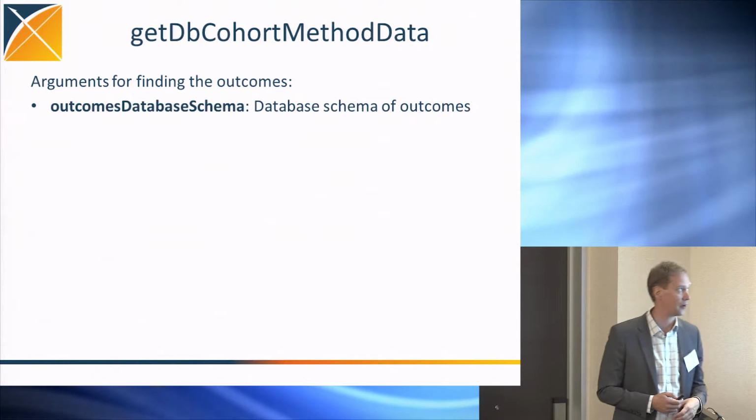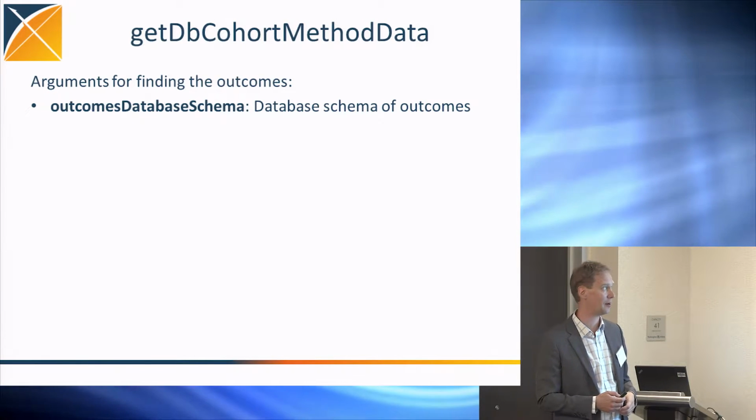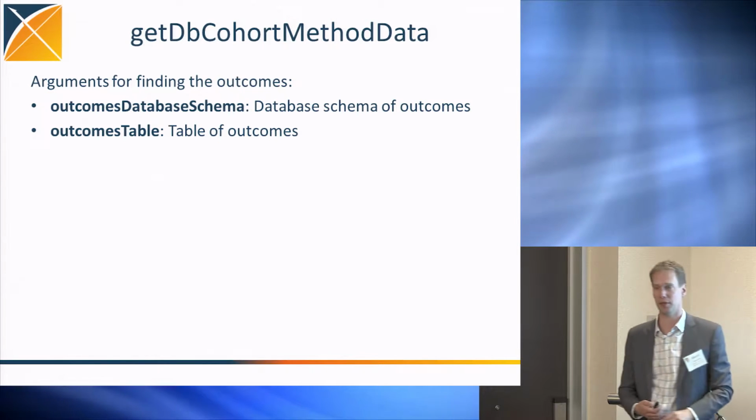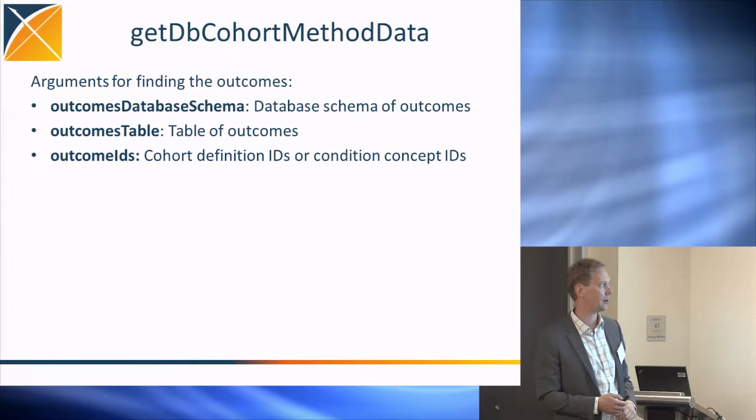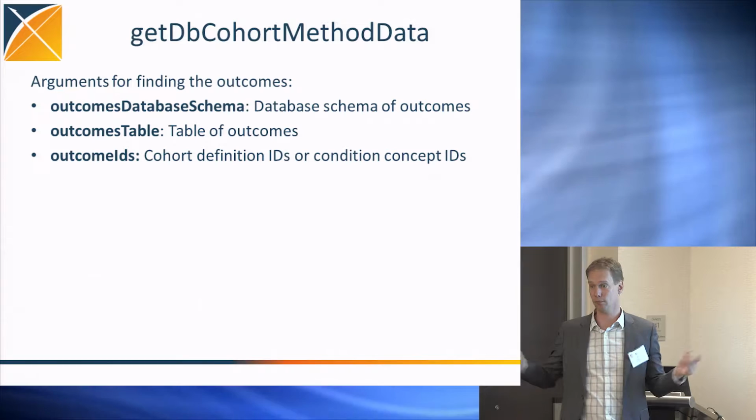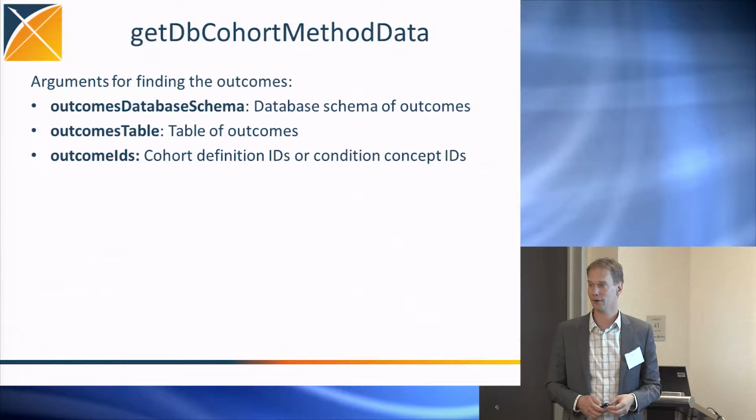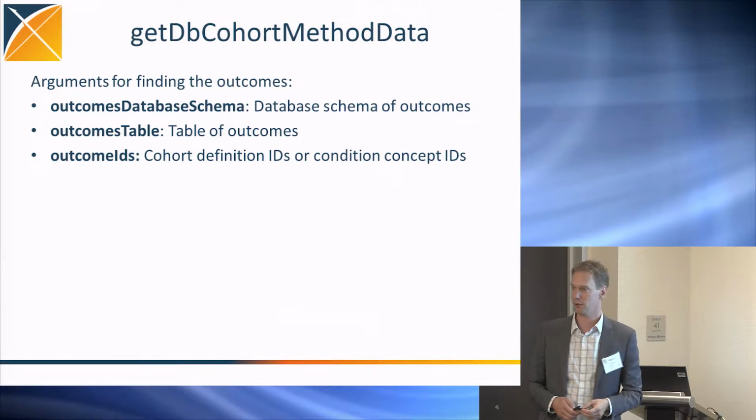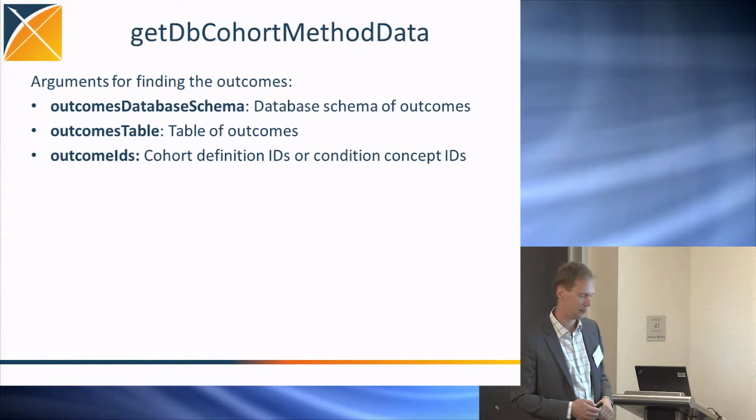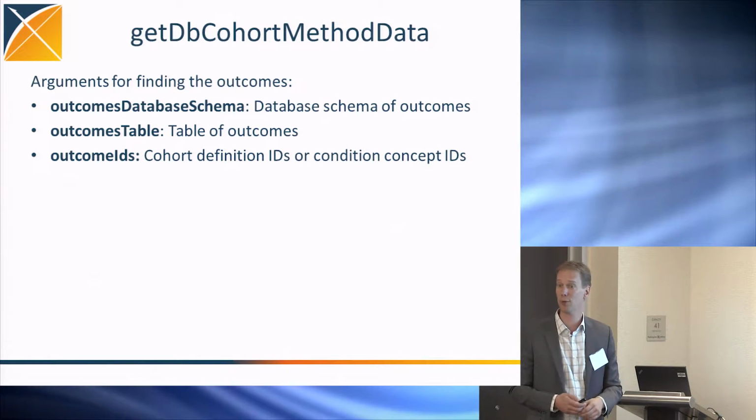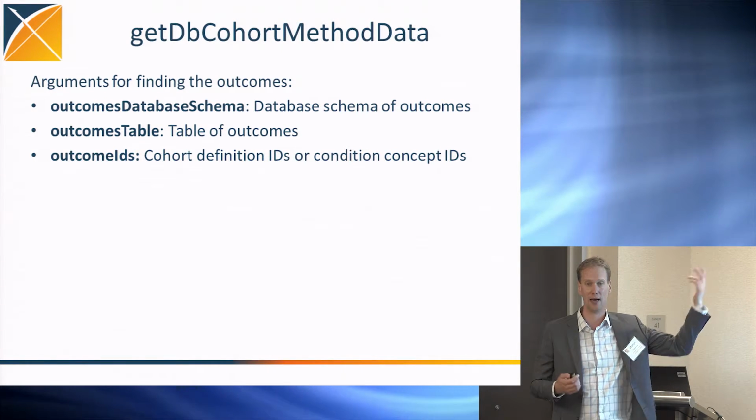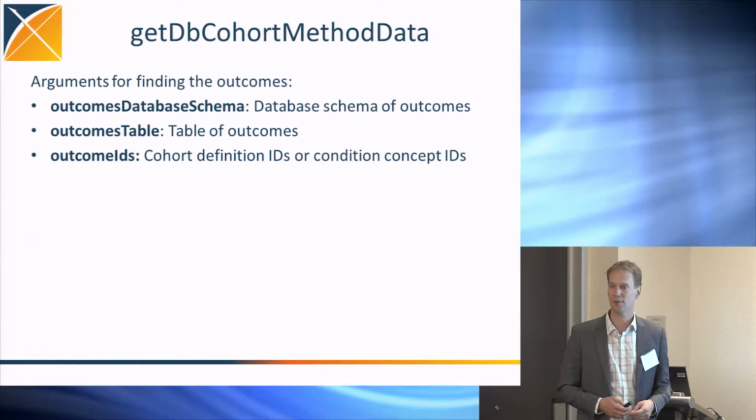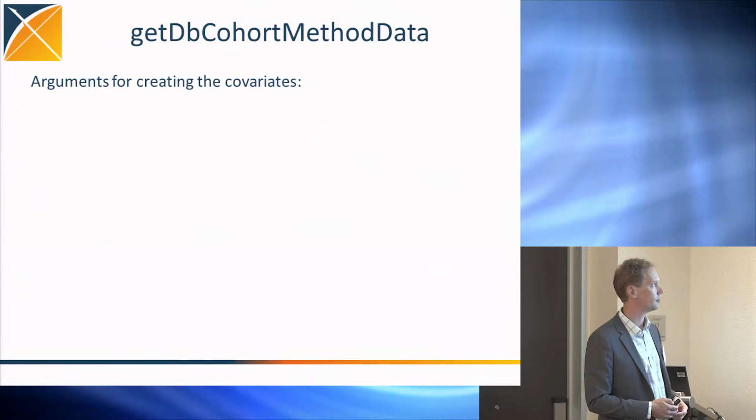So next we have arguments for finding the outcome. So we have a database schema for that and a table. And again, this could be your CDM schema, and the name of the table could be the cohort table. And your outcome IDs is one or more, could be many, cohort IDs for your outcome cohorts. And so in this case, we only have one, the GI complications. But if we were to include a set of negative controls, we might have maybe 50 or more. And it will fetch data for all those outcomes at once.